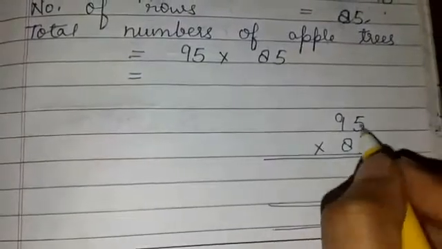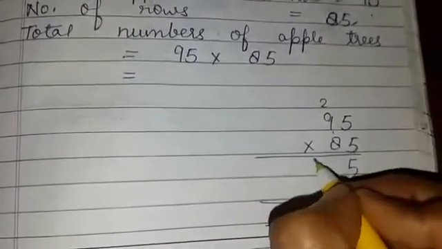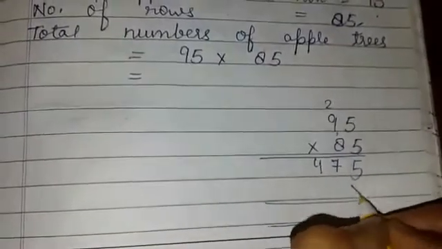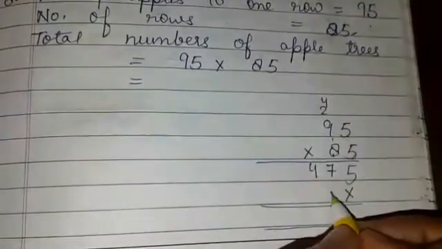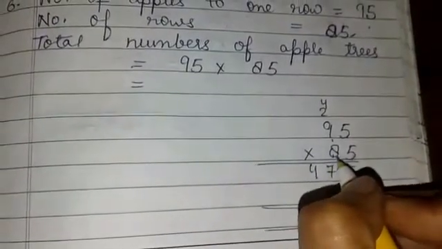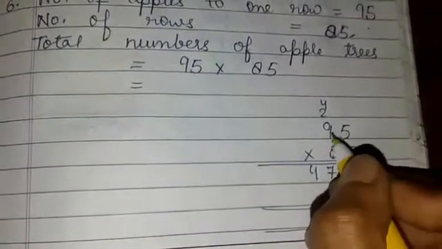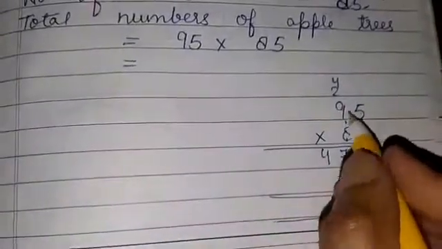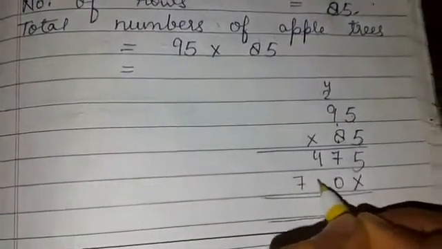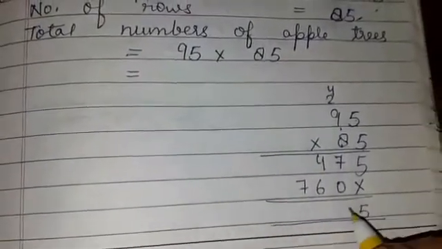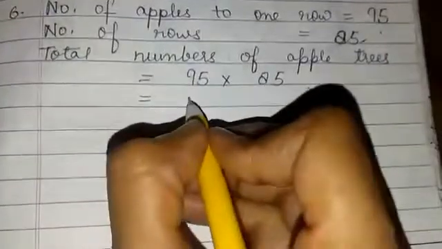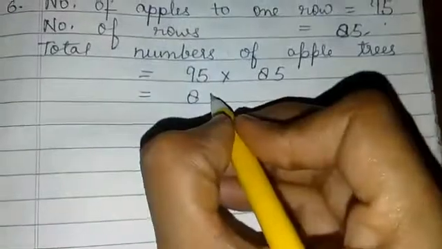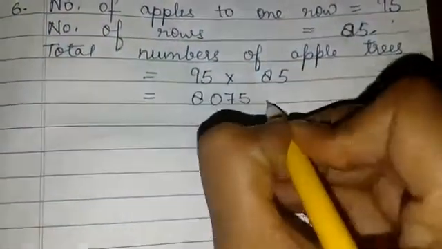So kids, let's multiply. 5 fives are 25. 5 nines are 45. 45 plus 2, 47. Now we will put a cross. 8 fives are 40. 8 nines are 72 plus 4, that's 76. Let's add up. 5, 7, 10, 8. So this was the total number of apple trees in all.